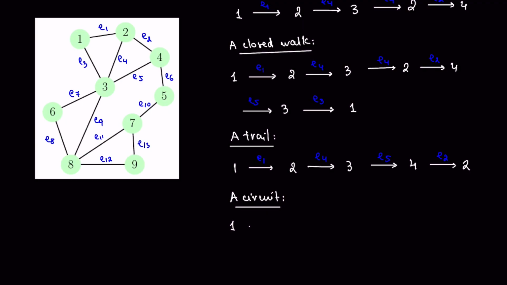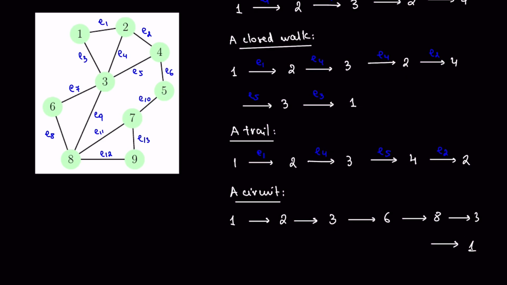Now for a circuit or a closed trail, this has to be a closed graph. I can go 1 to 2, 2 to 3, 3 to 6, 6 to 8, 8 back to 3, and from 3 back to 1. The edges that I use to follow this circuit are E1, E4, E7, E8, E9, and E3 to go back to 1. So I have a circuit, and this is how I go: from 1 to 2, 2 to 3, 3 to 6, 6 to 8, 8 to 3, and then 3 back to 1.